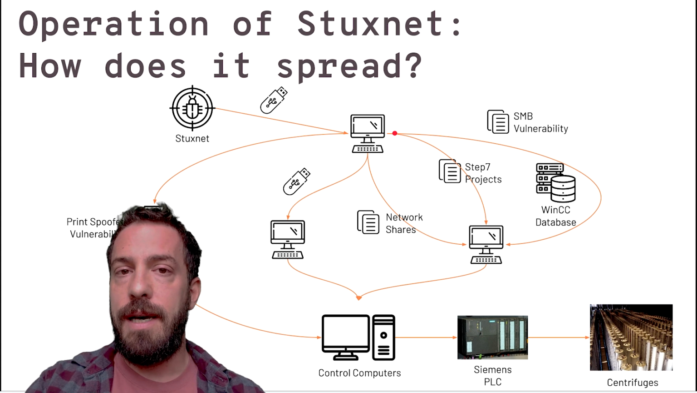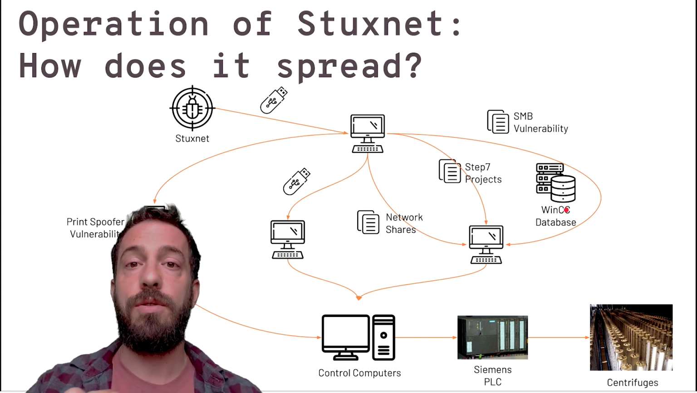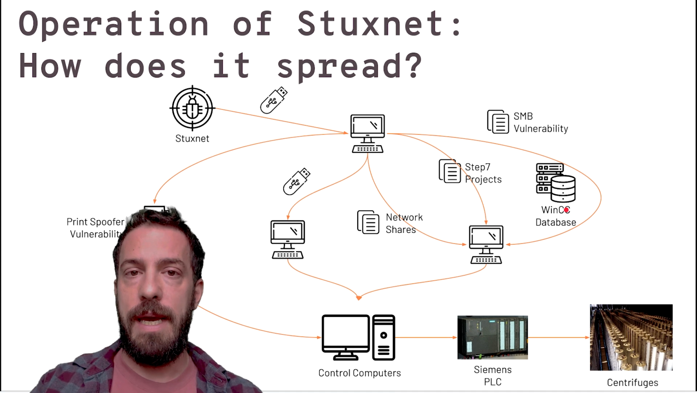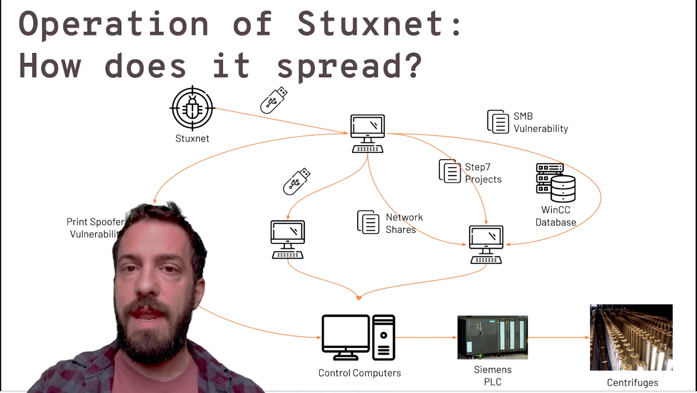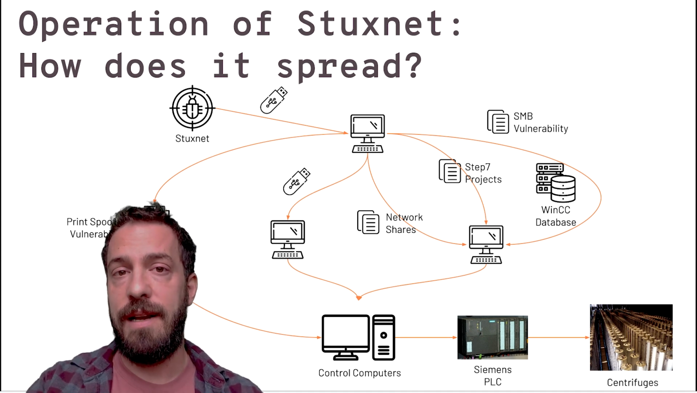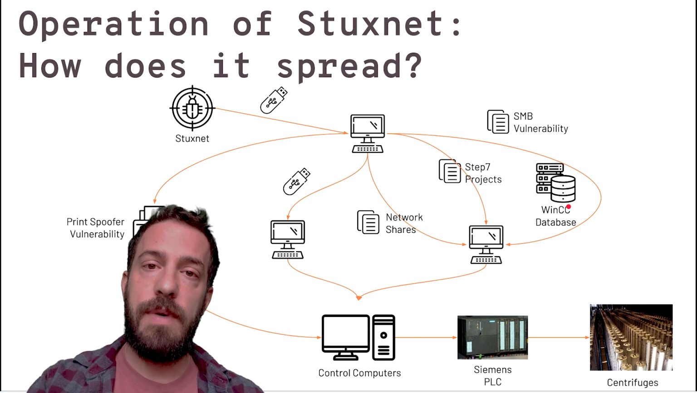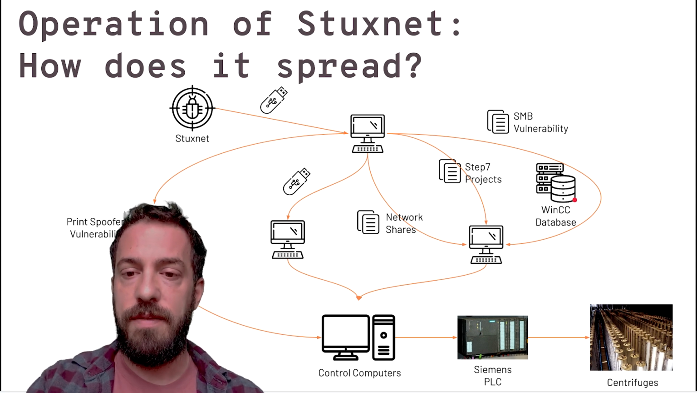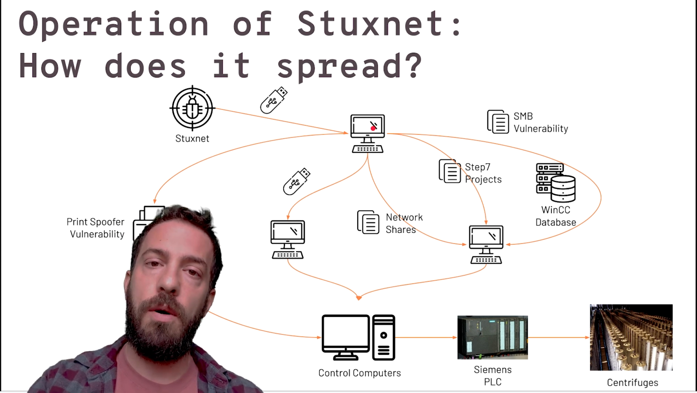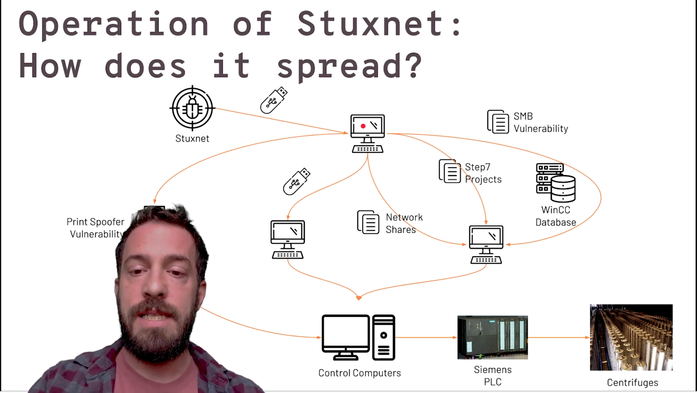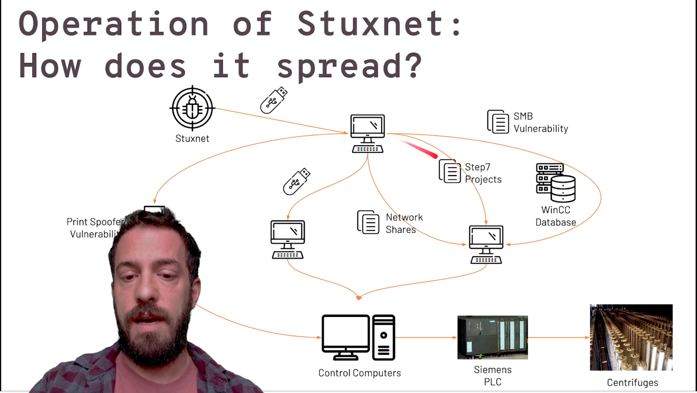It was using hard-coded passwords in the WinCC database. That's Siemens software. So it could copy itself into the database, and then it also exported itself as a file onto the computer and executed itself. Or it was able to copy itself into Step 7 projects. So whenever these projects were copied from one computer to another, Stuxnet was also moved along.